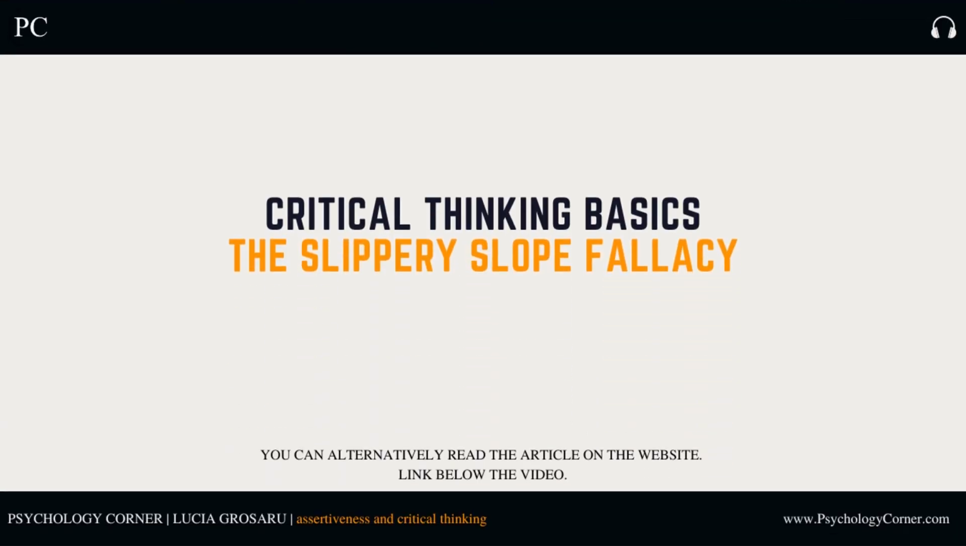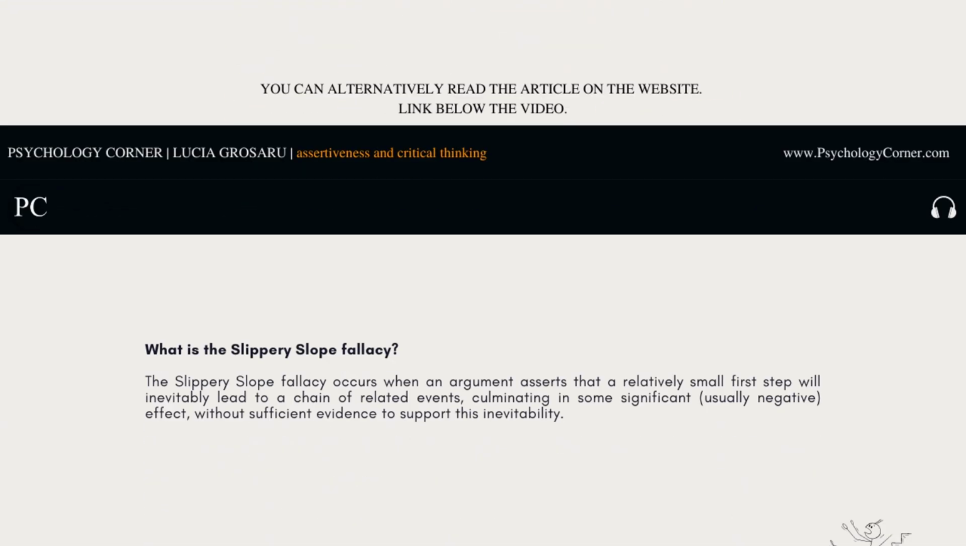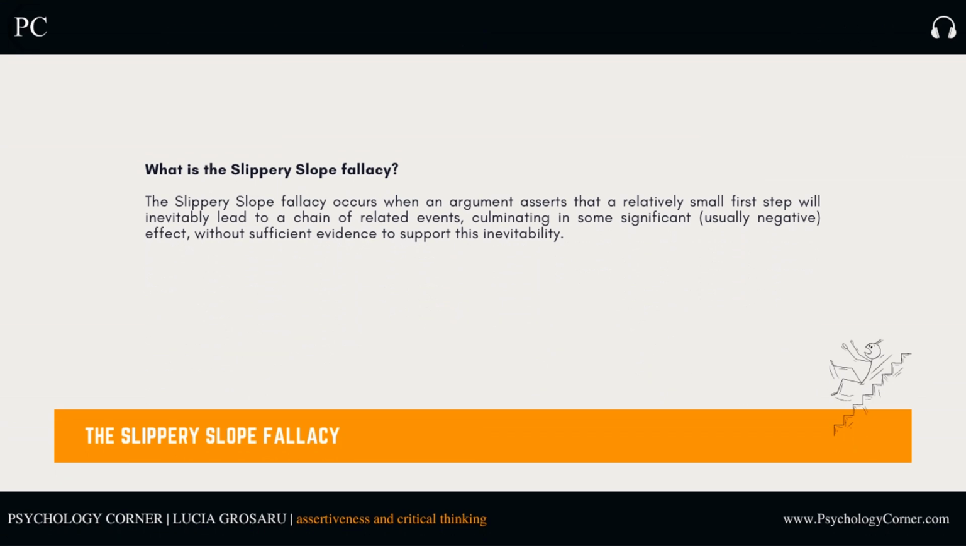What is the slippery slope fallacy? The slippery slope fallacy occurs when an argument asserts that a relatively small first step will inevitably lead to a chain of related events, culminating in some significant, usually negative, effect, without sufficient evidence to support this inevitability.